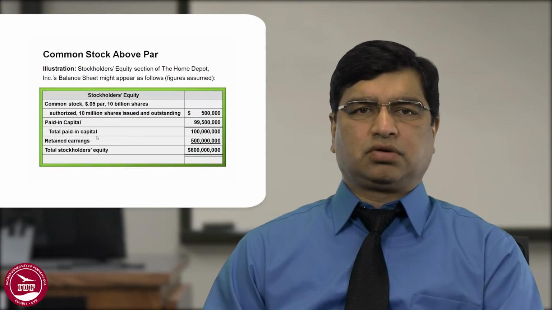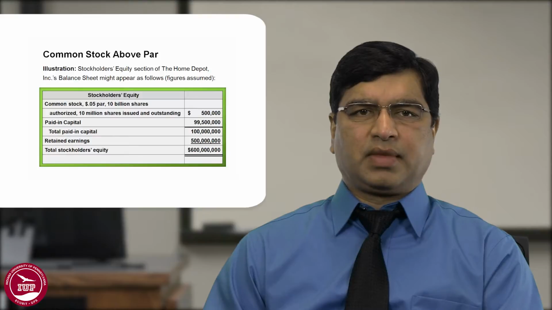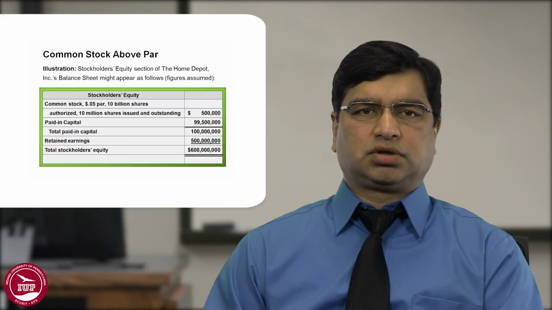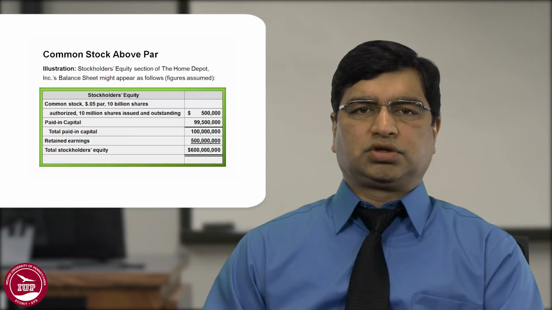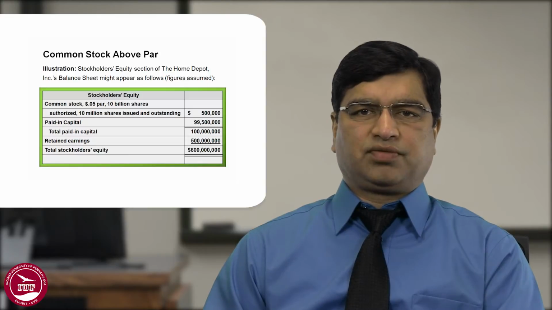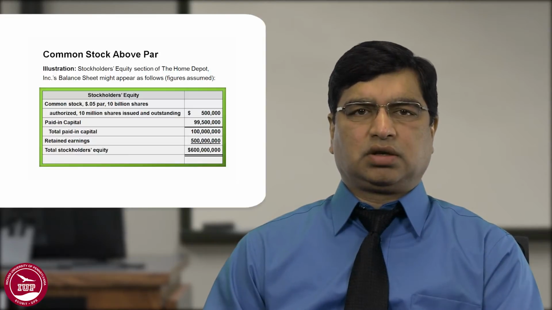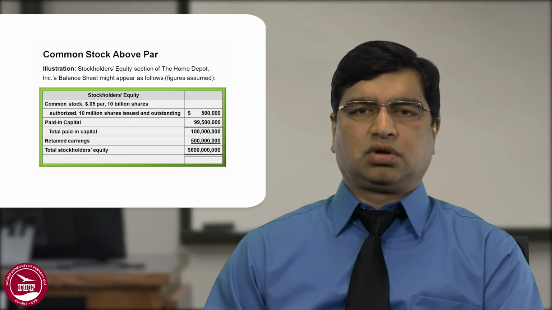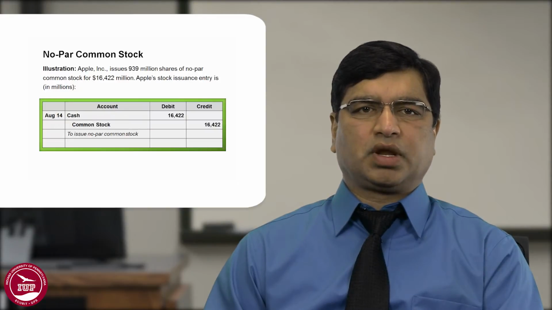So if you look at the shareholders' or stockholders' equity, you've got the common stock at par for $500,000. In this case, you notice that authorized is 10 million, and those are the same number of shares issued and outstanding. Paid-in capital is the remaining $99,500,000, and the retained earnings is given to you at $500 million, for a total of $600 million of stockholders' equity.